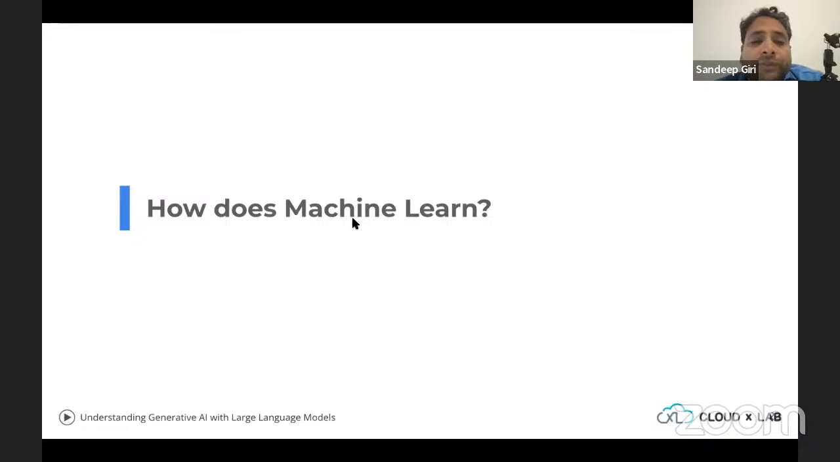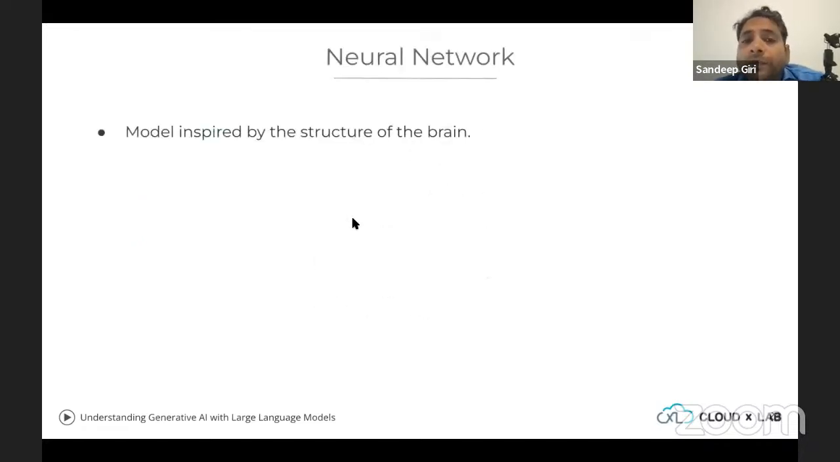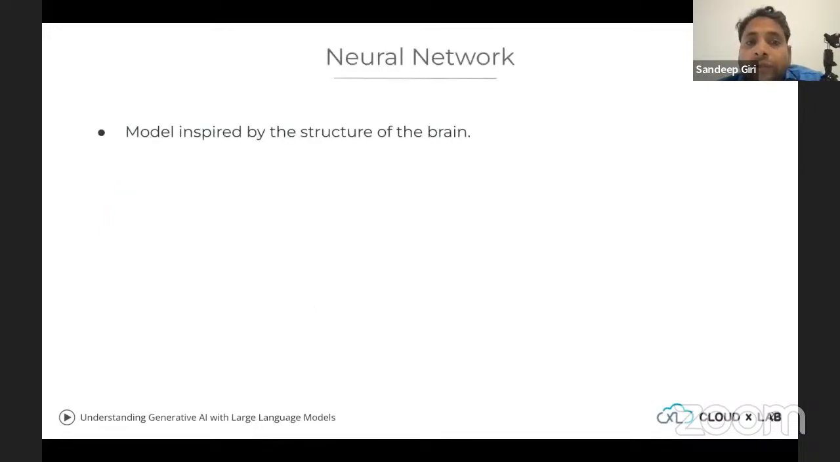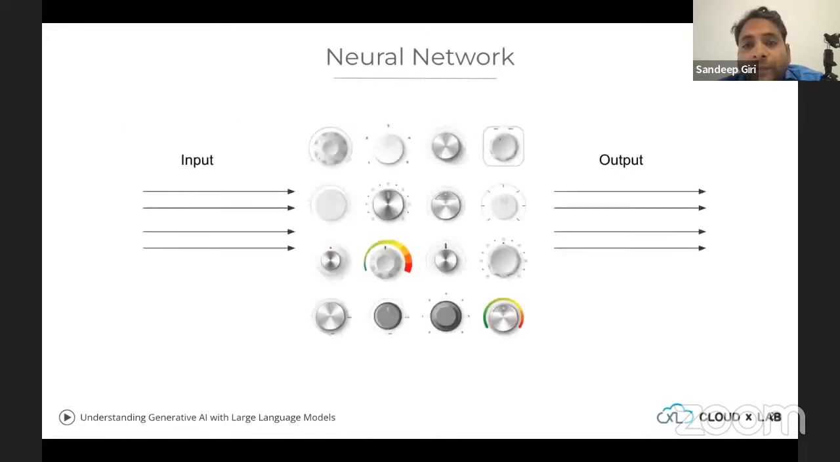We will focus on a machine learning strategy called neural network. Most neural networks are inspired by the structure of the brain. You feed the input and there is an output, right? So you can think of the entire neural network as connections, and these connections are knobs. These knobs are not neurons, they're connections, right? These connections translate the input to an output, and these knobs you have to tweak.